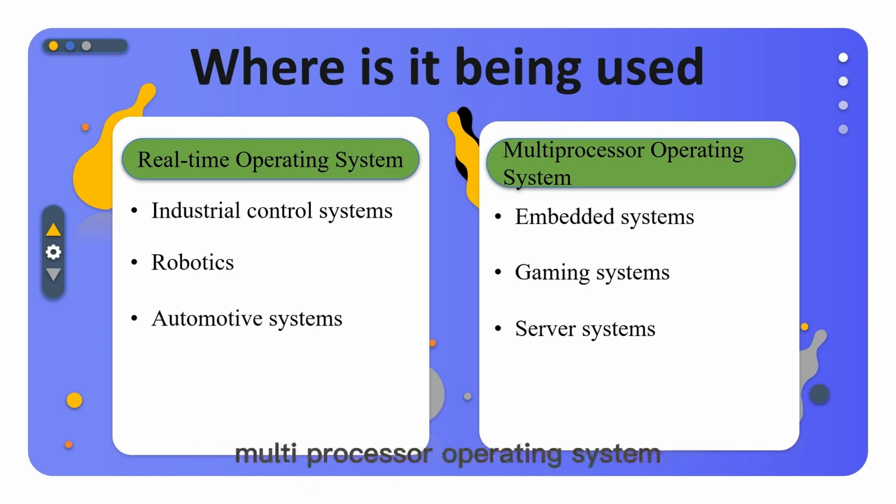For the multiprocessor operating system: embedded systems. Multiprocessor operating systems are also used in embedded systems, which are computer systems that are integrated into another device or product. Gaming systems. Multiprocessor operating systems are used in gaming systems which require high performance computers to deliver high quality graphics and audio. Server systems. Multiprocessor operating systems are used in server systems which are designed to provide services to clients over a network.